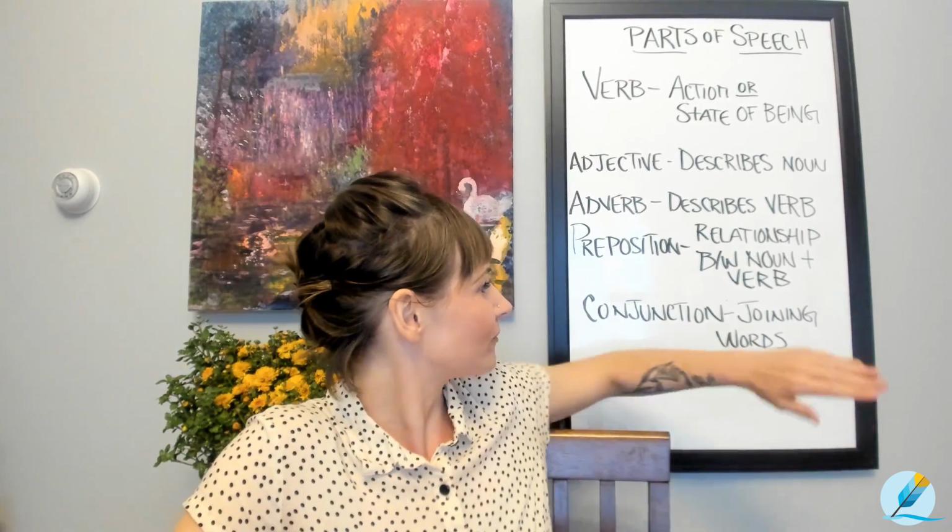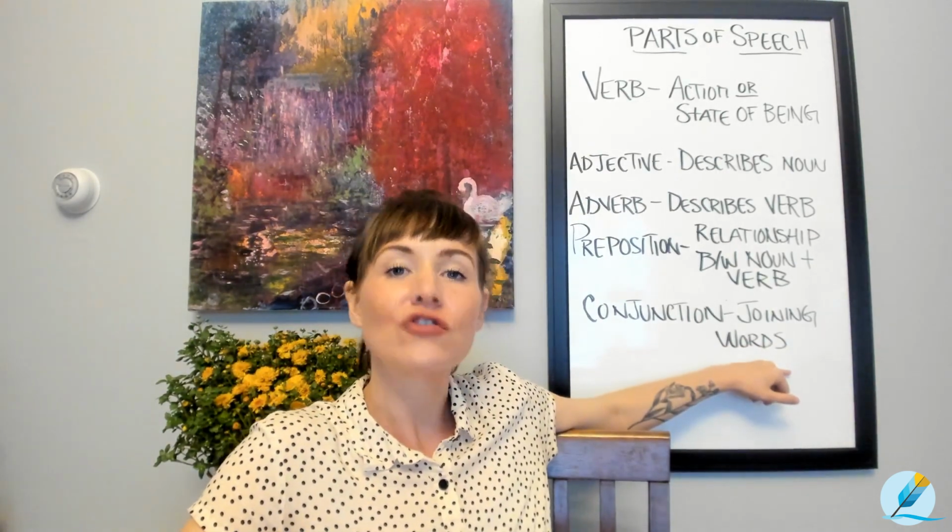And finally, we have conjunctions. And these ones are really quite fun. Conjunctions are used to link words or parts of sentences together. They can also be considered joining words. There are 4 different types of conjunctions. We have coordinating conjunctions, we have subordinating conjunctions, we have conjunctive adverbs, and we have correlative conjunctions. Don't worry, I'll walk you through.